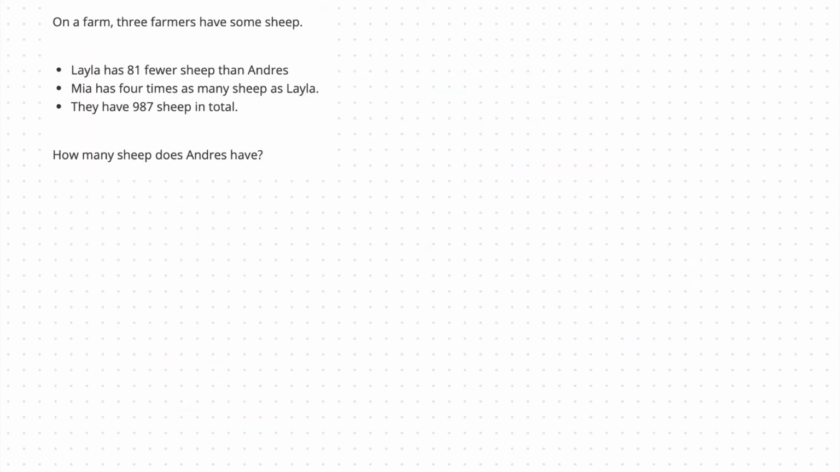On a farm, 3 farmers have some sheep. Layla has 81 fewer sheep than Andres. Mia has 4 times as many sheep as Layla. They have 987 sheep in total. How many sheep does Andres have?